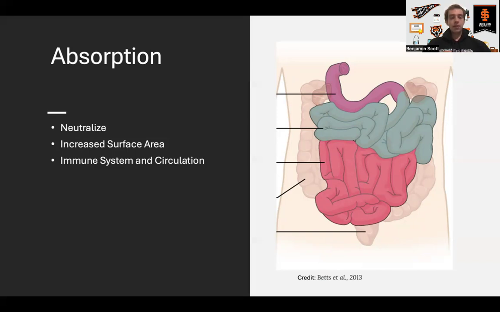In the small intestine, you have increased surface area. You have what are called microvilli. If you look at a diagram of them in your reading, you'll see they look like little fingers. That increases surface area so that more stuff can be absorbed.